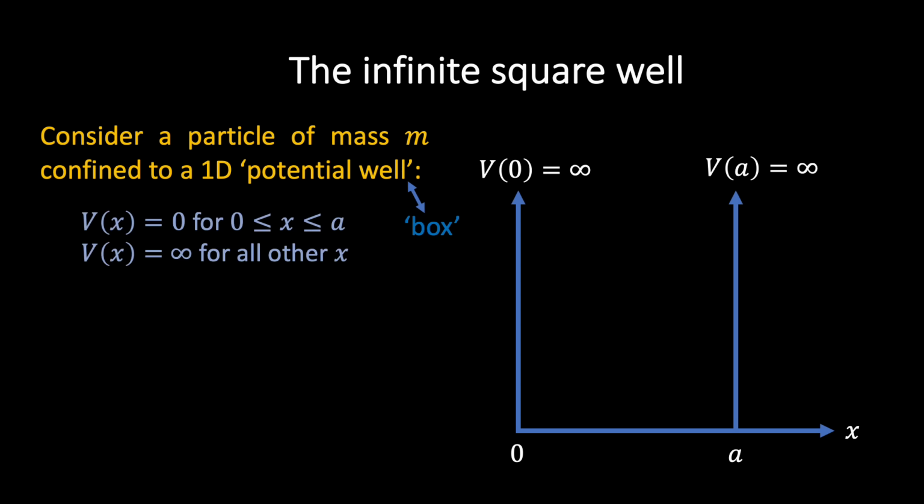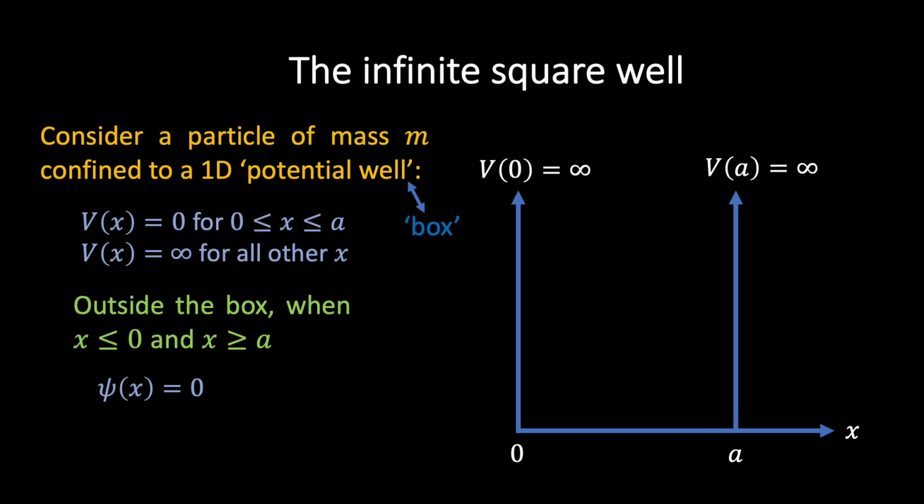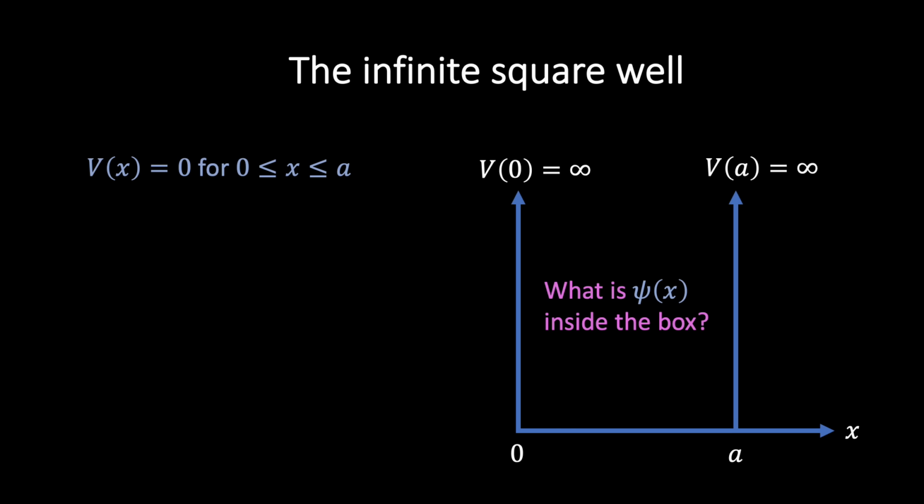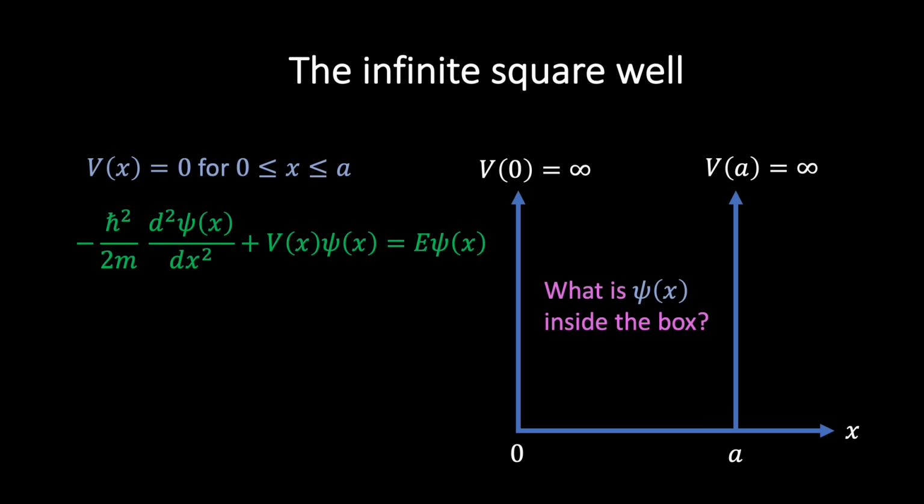The first thing to notice is that outside the box, the wave function must equal 0, since the probability of finding the particle outside the box is 0. However, inside the box, where V of x equals 0, the particle is completely free to move, except at the two ends x equals 0 and x equals a, where an infinite force prevents the particle from escaping. So the natural question arises, what form does the wave function take inside the box? To answer this question, we simply need to solve the time-independent Schrödinger equation inside the box.